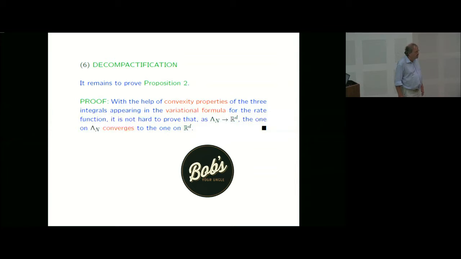And that requires just looking at the variational formula itself, using that the functions appearing there are convex functions, doing some very rough approximation. So this is a very simple argument that is just thinking about analysis. So then we are done and have proved the upper bound.